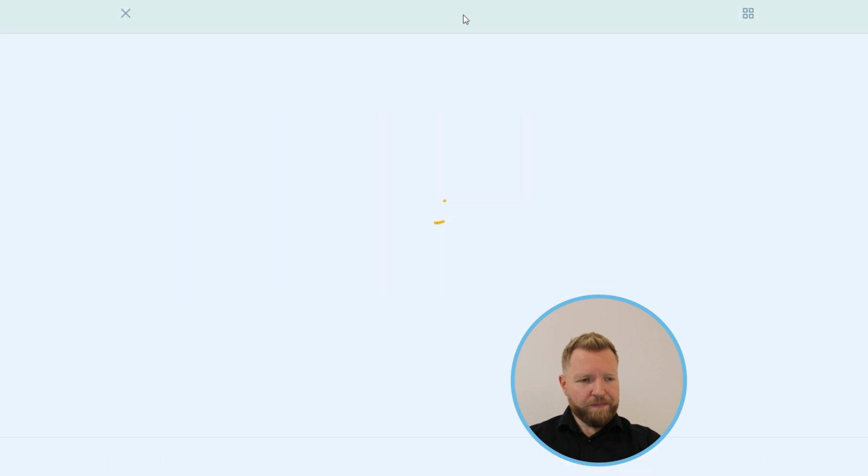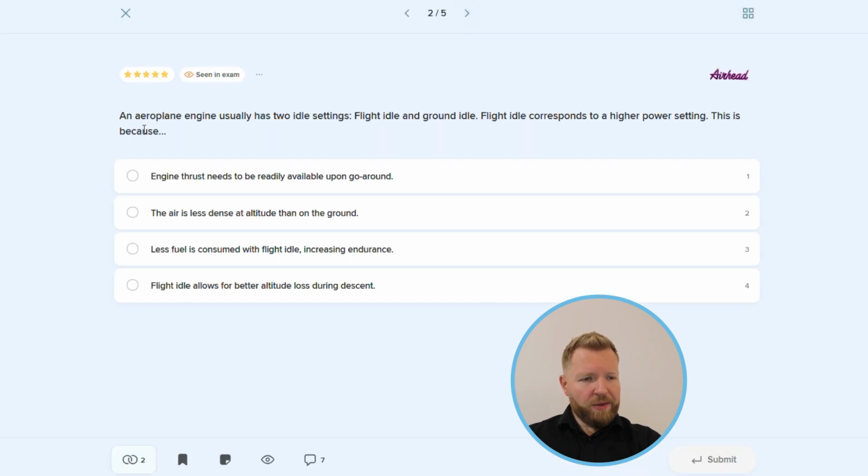Question number 2. An airplane engine usually has 2 idle settings, flight idle and ground idle. Flight idle corresponds to a higher power setting. This is because engine thrust needs to be readily available upon the go-round. The air is less dense at altitude than on the ground. Less fuel is consumed with flight idle, increasing endurance. Flight idle allows for better altitude loss during descent.